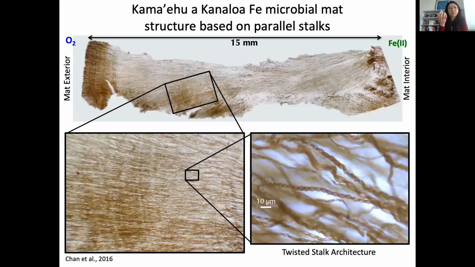We take pieces from that device that you just saw, and embed them and section them to look at the structure of the mats. And this is how we know that they're completely made of these individual twisted stalks. That creates the vast, large mats that we see, these microstructures. And so it's amazing, these tiny micron-sized organisms are making centimeter scale and then meter scale mats.